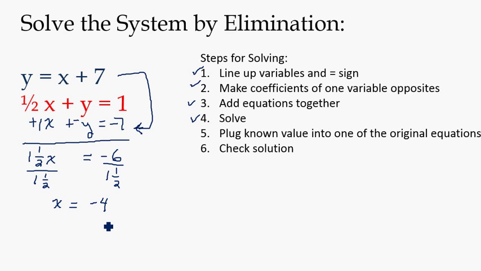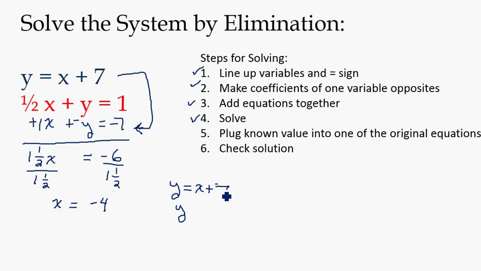So now we know what x is, and we want to figure out what y is. So we're going to plug our known value, which is -4, into one of the original equations. Let's just do this top equation here. So here I have my original equation, y equals x plus 7, and I'll plug in the -4 for x.